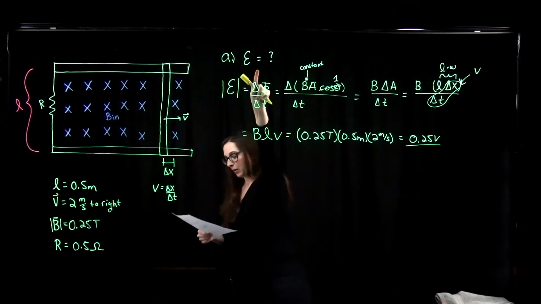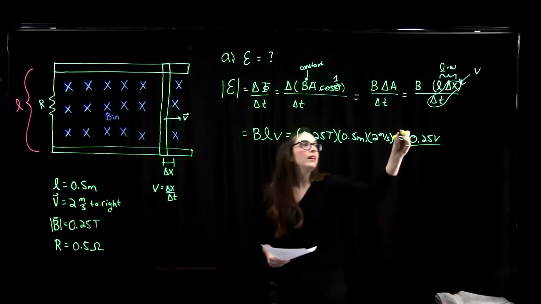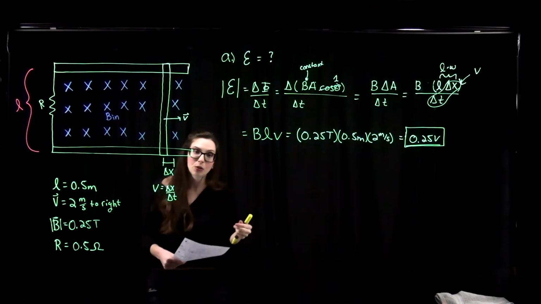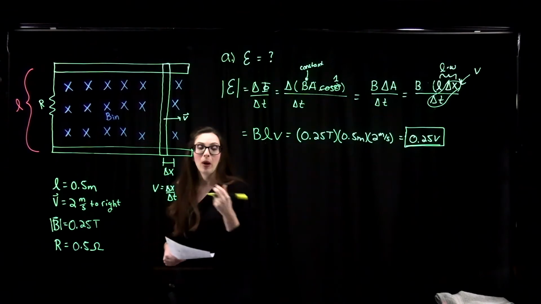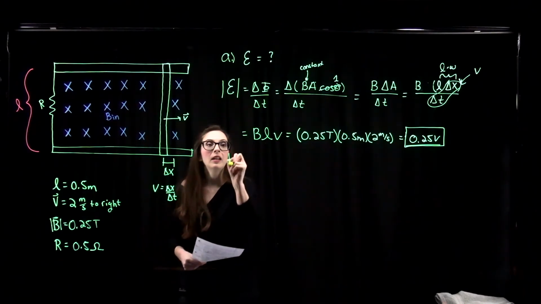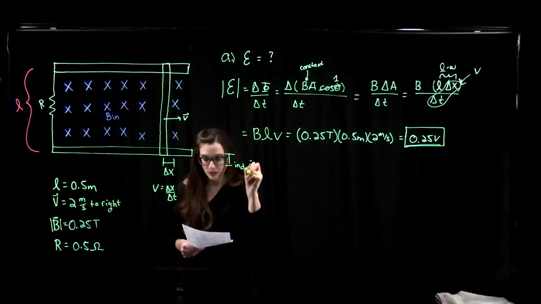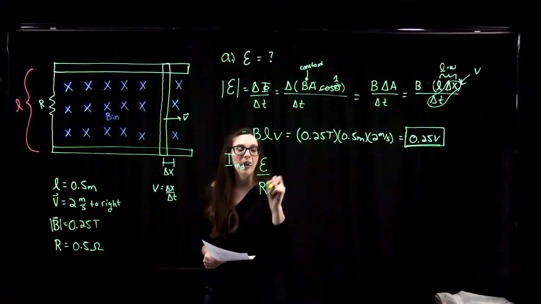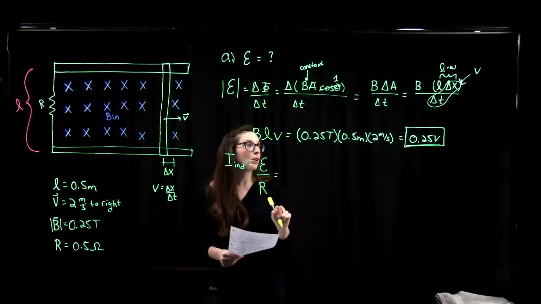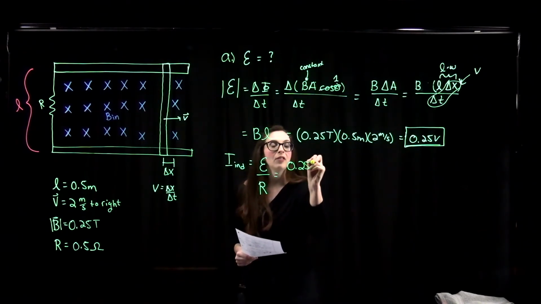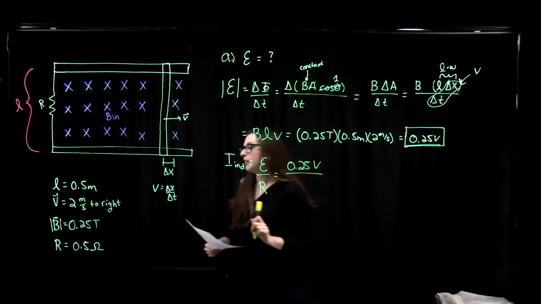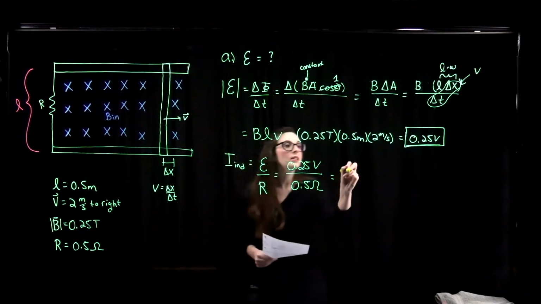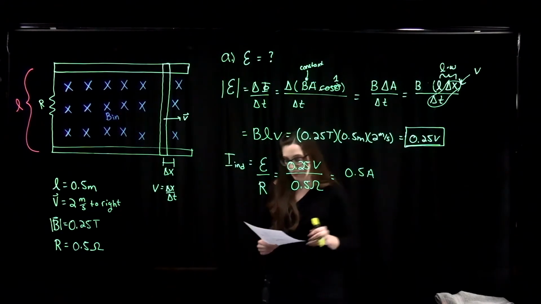So there we go. Now we can go ahead and think about the induced current. So if V is equal to IR from Ohm's law, then my induced current will equal V, my induced EMF, over R, my resistance. So my induced current is 0.25 volts divided by the resistance of my circuit, 0.5 ohms. So my induced current is 0.5 amperes.